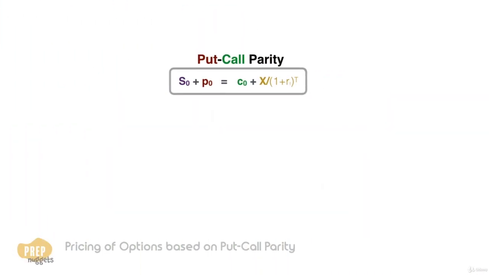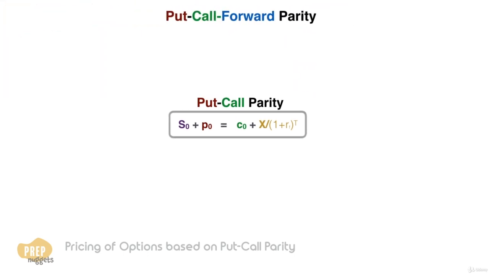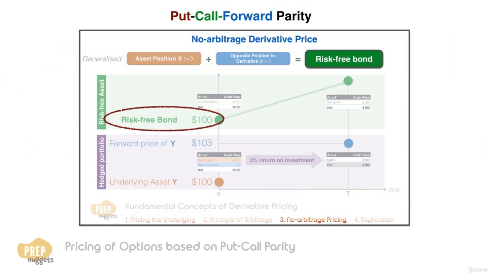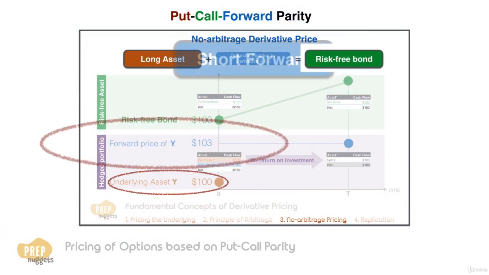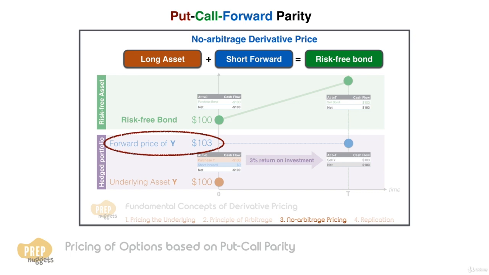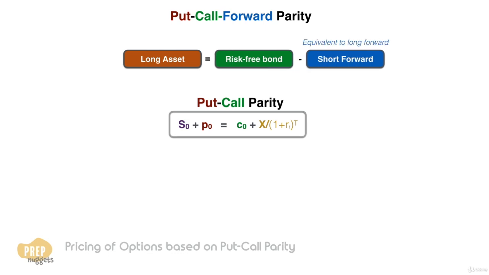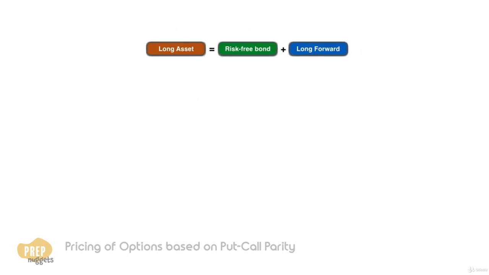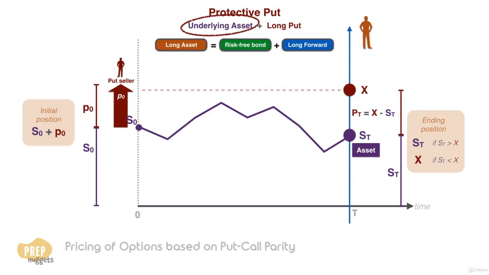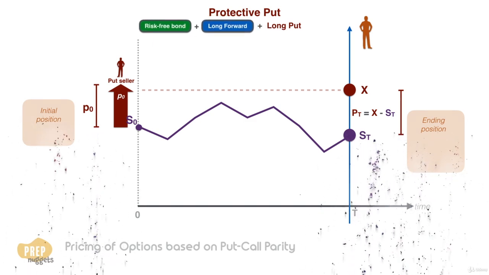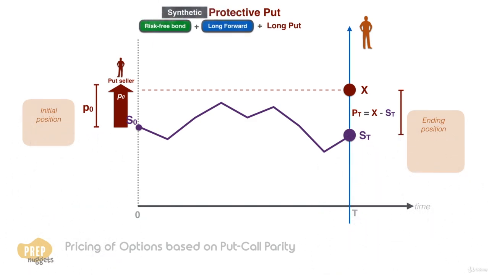The put-call parity can be expanded to a put-call forward parity relationship. Recall from an earlier lesson, we demonstrated that one could create a risk-free position by going long the asset and selling a forward contract. It follows that one can synthetically create a long position in the asset by going long a risk-free bond and long a forward contract. Let's go back to our protective put illustration and replace the long position in the underlying asset with a risk-free bond and a long forward. This strategy is sometimes known as the synthetic protective put.